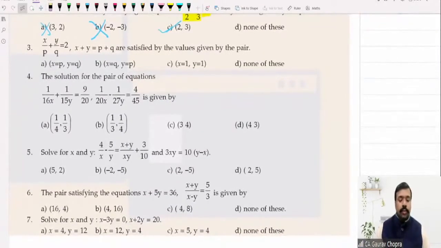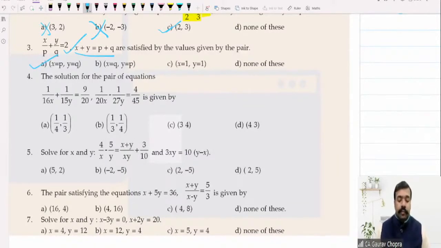So the correct answer is option number A. Because as soon as we substitute P for P and Q for Q, it becomes 2, and the equation is getting verified. Similarly, on substituting into the second equation, we are also getting the same result. Hence, option A is correct.